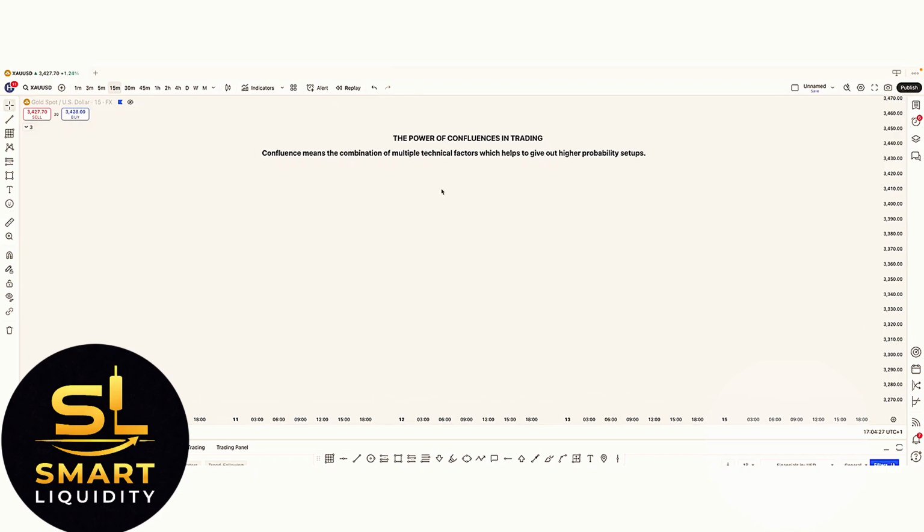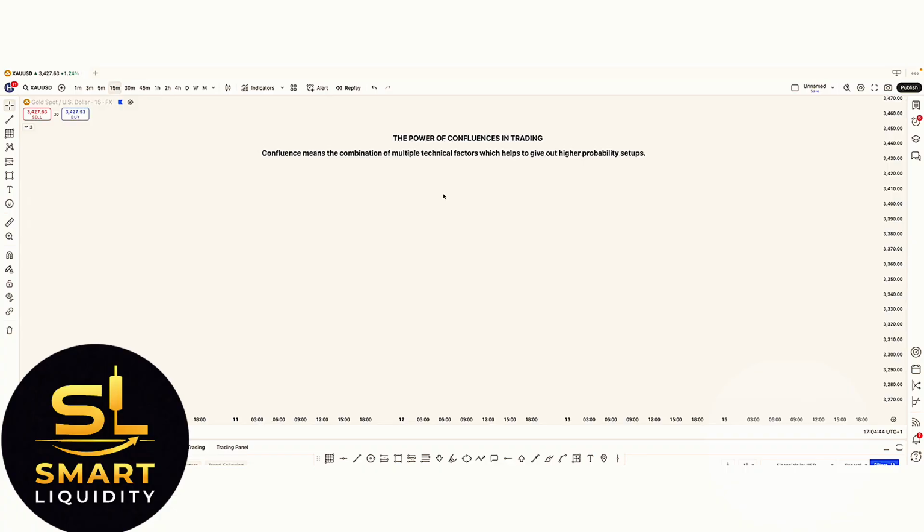All right, traders, let's discover the power of confluences in trading, because most of you take trades without considering some factors in the market. You don't just jump into the market because of the pressure that you want to make money. You need to stay very organized.